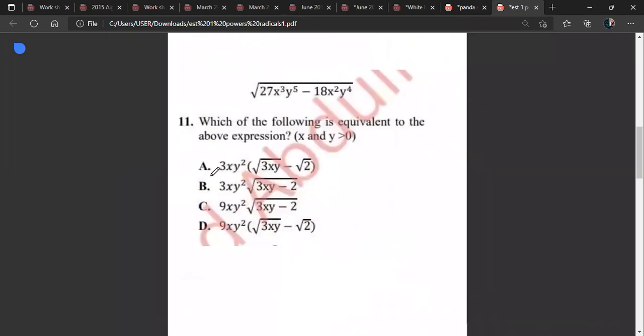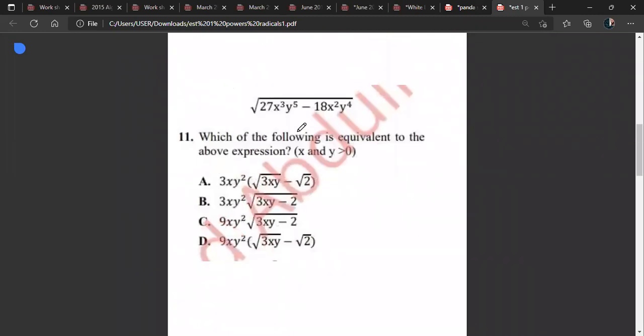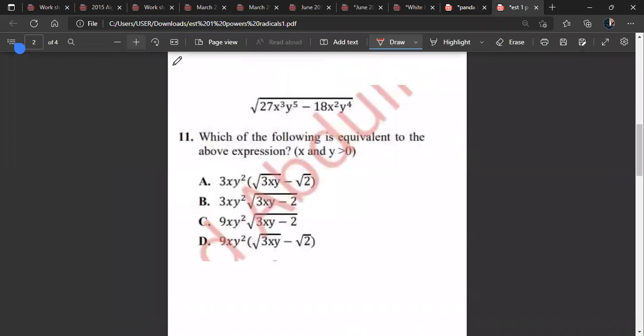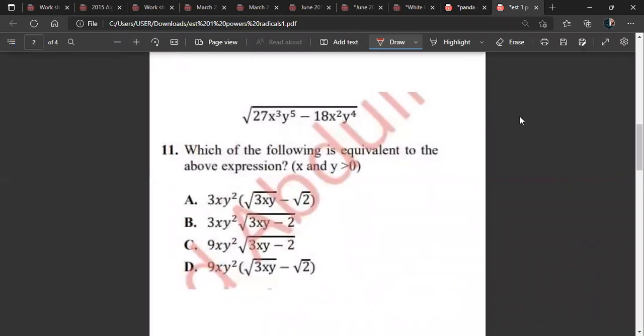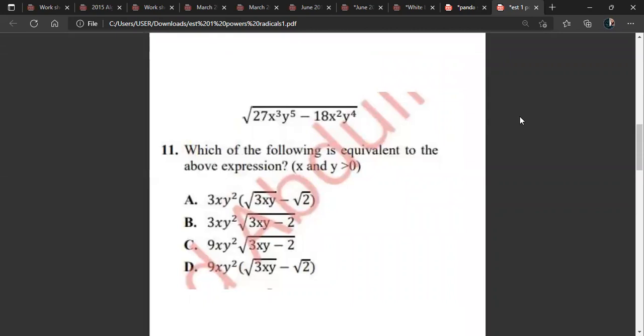Okay. Next question, also from EST. In this question, he gives you a radical, and the radicand contains a difference between two given terms. I will ask you a question. Can you tell me what the required is, what the equivalent form is here, and what rule you use to find the answer? What are you going to use here?